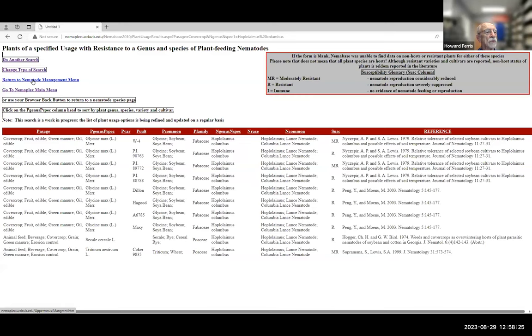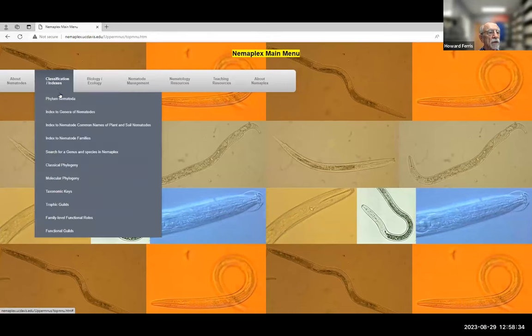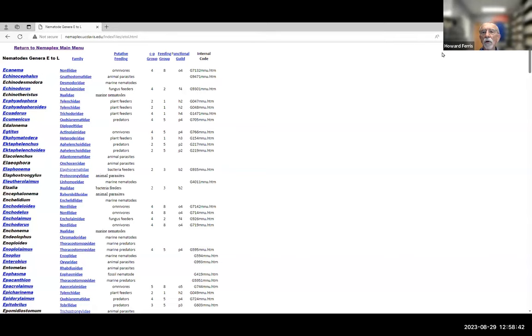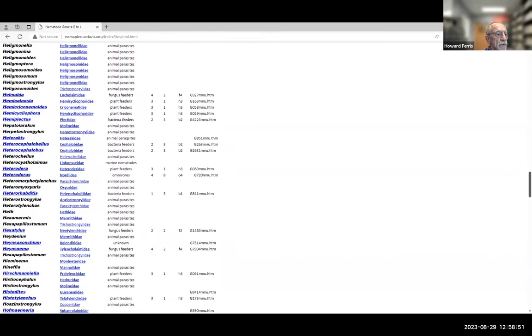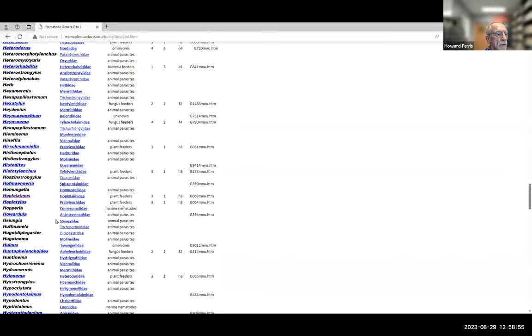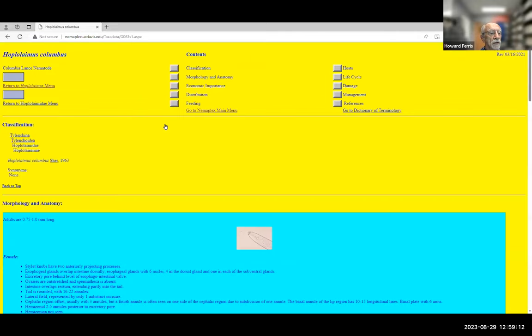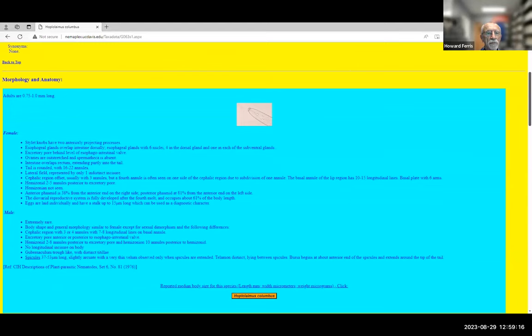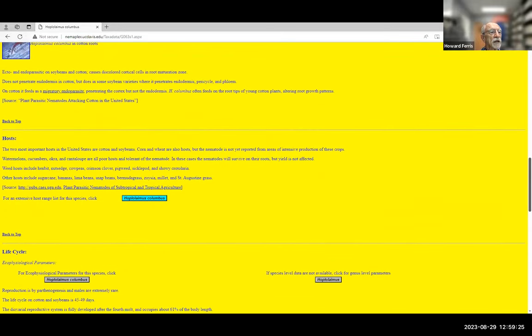I'm not going to take too long on this. Let's say we didn't know much about Hoplolaimus columbus. We could go down here to the index of generic nematodes, and here are all the nematodes that I have in the database, or the ones with the G and H. I would go to Hoplolaimus. Here there are all kinds of species of Hoplolaimus. The ones that are underlined or blue are ones that I have information on. Others, I'm just recognizing that they exist. We could go to the Hoplolaimus columbus page and learn about the characteristics of the nematode, what it looks like, where it lives in the world, economic importance, its feeding habits, and so on.